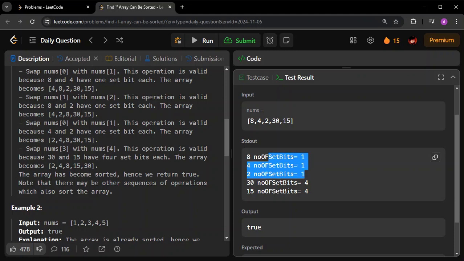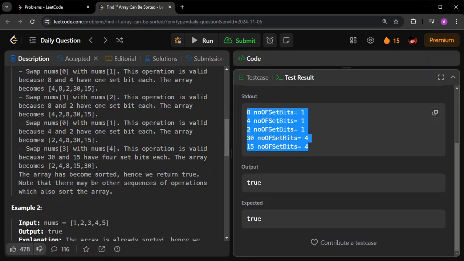So if you see here, 8, 4 and 2 have the number of bits as 1, 30 and 15 have the number of bits as 4. That is the basic idea. Now just try to see here, what is the max element of this? This is 8. So every element in this particular segment should be greater than 8. Is it happening here? 15 and 30 are greater than 8, so we are good. This whole thing can be sorted, and that's why we're returning true as the answer.